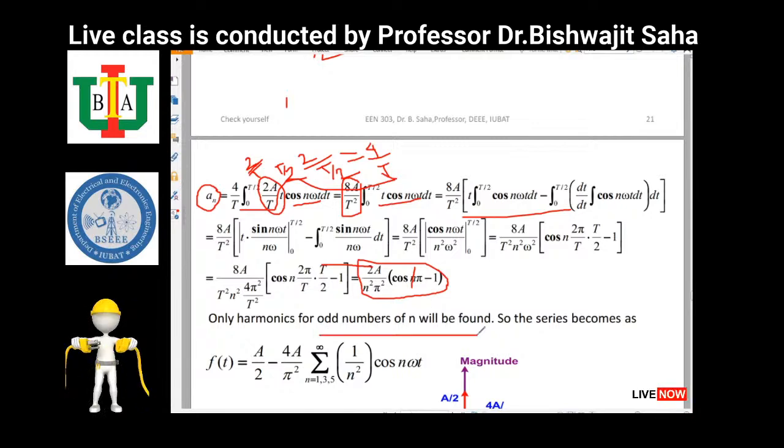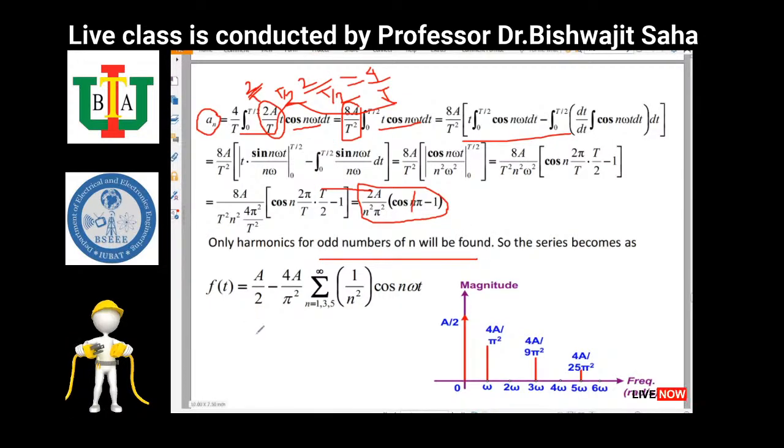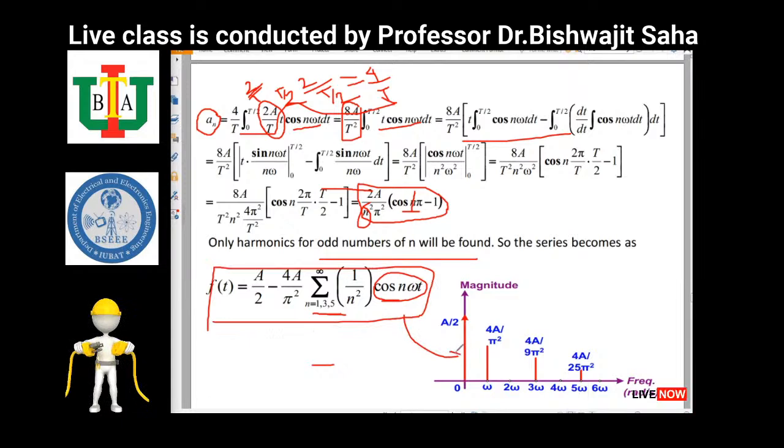So we can write the series in that way: A by 2 is the DC value, minus, it will be minus 4, right? That's why minus 4A divided by pi square, summation of 1, 3, 5, because only odd numbers are available, to infinity. And n square is here, and cos n omega t will come automatically with the equation. So the series is formed. And from that series, you can find out the frequency diagram, the frequency spectrum. Okay, I'm done up to this.